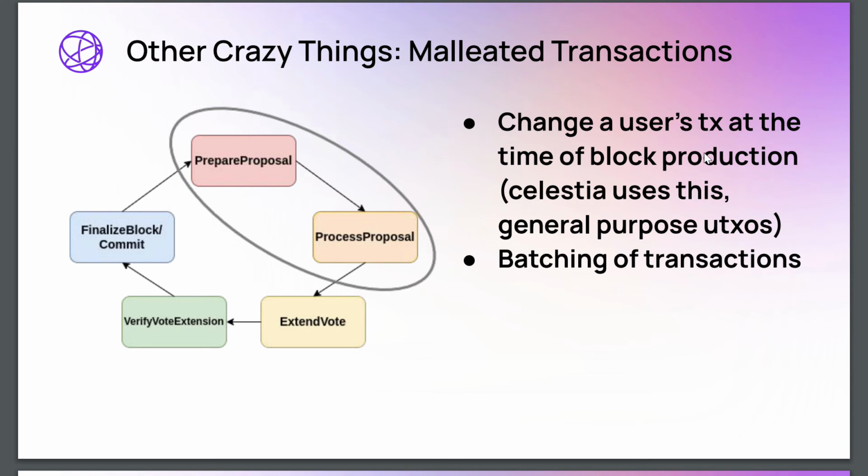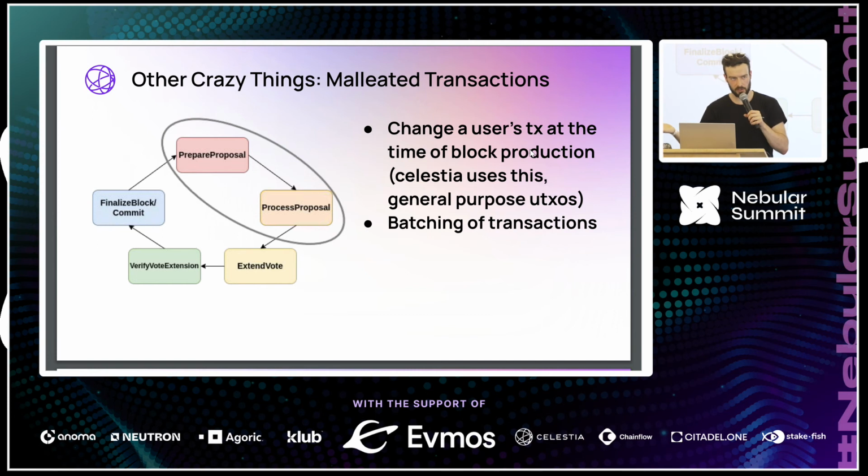So this is a really, really powerful tool. We have to use it in Celestia, but you can also use it for UTXOs, general purpose UTXOs. I'm not a complete expert on Fuel at all, but they do use certain technology like this, malleated transactions, to have general purpose UTXOs, which is super, super powerful. You can do batching of transactions.